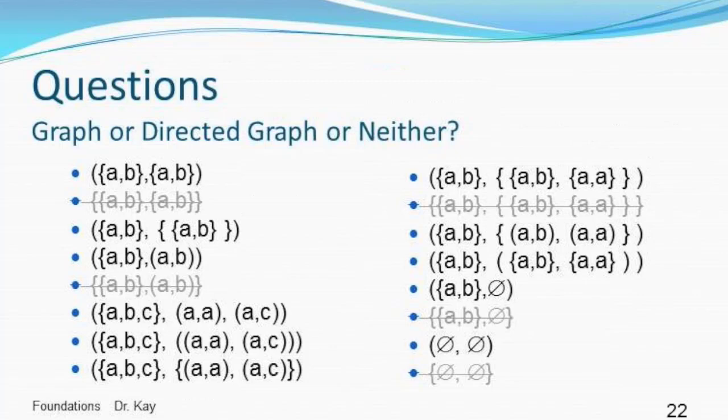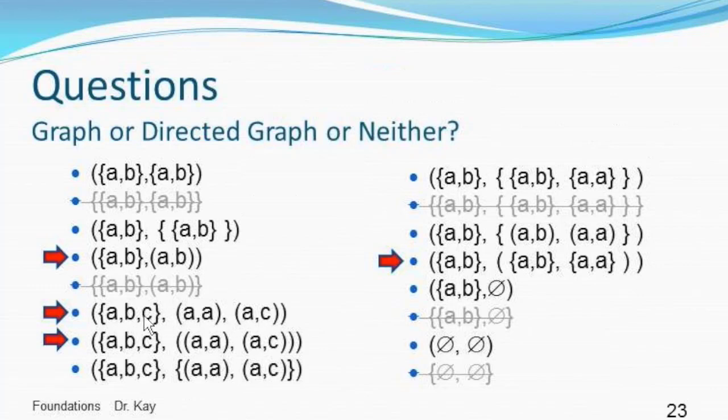Next, remember that a graph is always a pair of two sets. So if you look at this closely, you can see that all of these items that I've highlighted are not pairs of two sets. This first one is indeed a pair. The first element in the pair is a set, but the second element is a tuple. So that's not a pair of two sets.